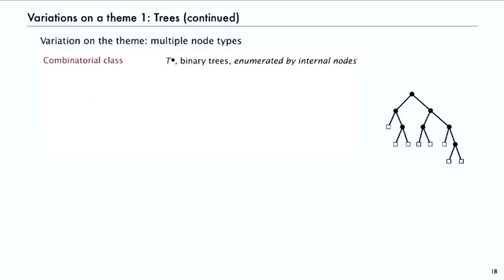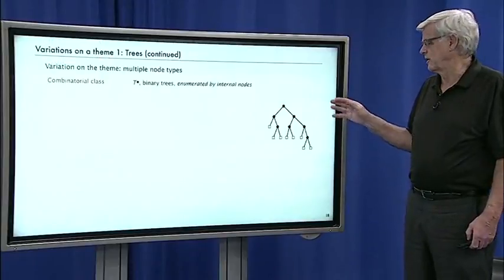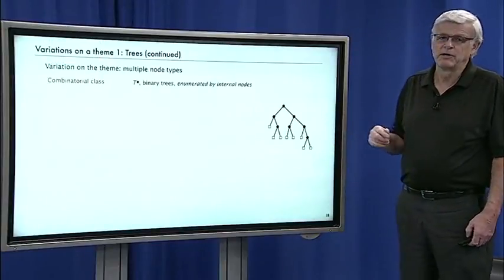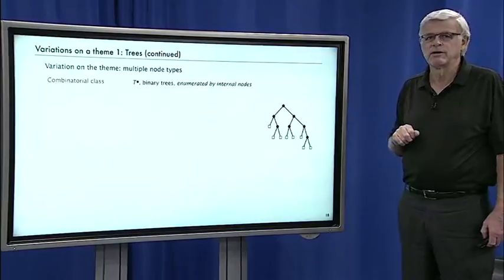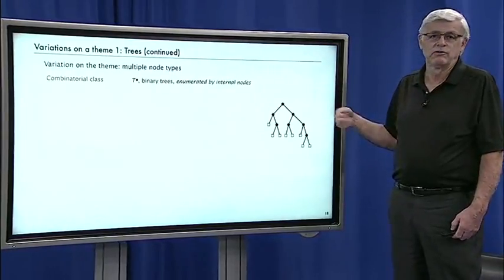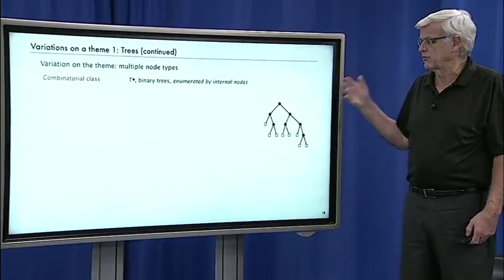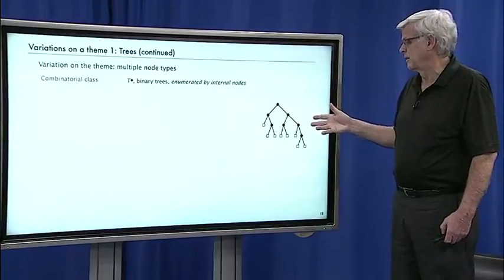Or we can do a variation where we consider multiple node types. For example, suppose we want to distinguish the nodes that have 0 children from the nodes that have 2 children in a binary tree. This is important in computer applications where binary trees are used explicitly as data structures to support fundamental search algorithms and operations.